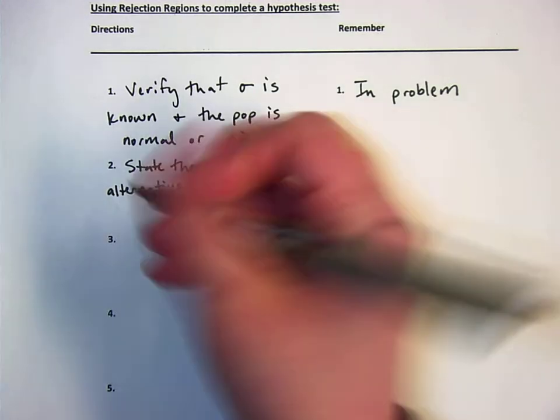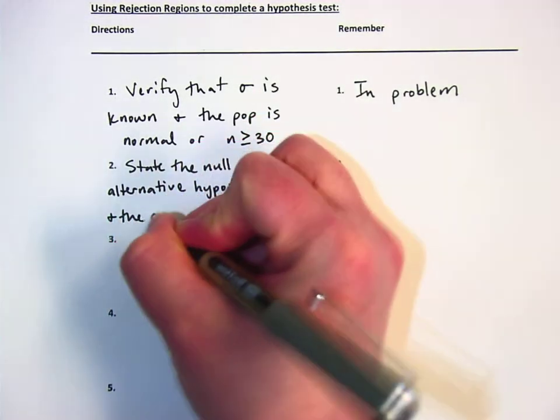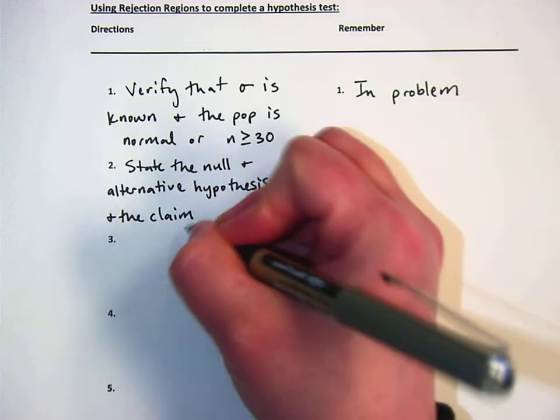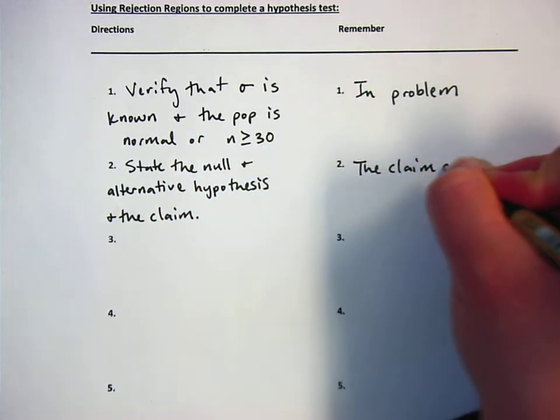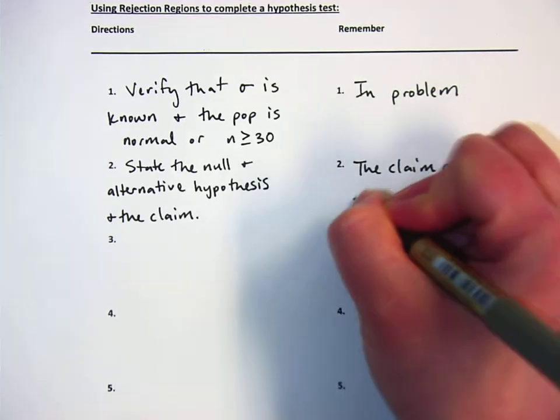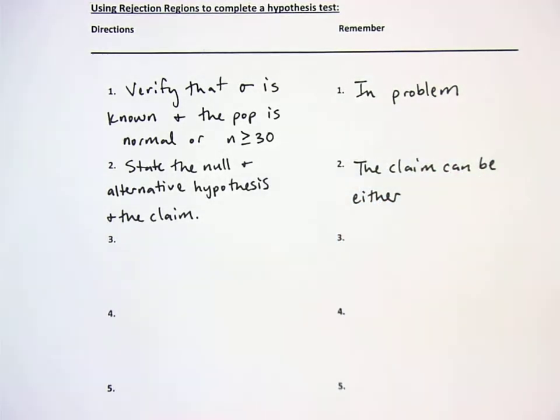And the claim. And remember that the claim can be either of them. It can be the null or the alternative. All right, back to the example.